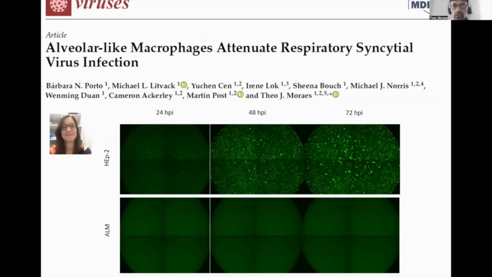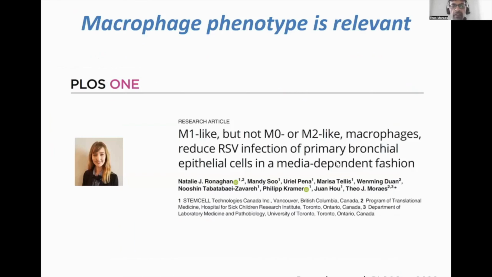We can use this then and show that different things attenuate the infection. So this is work from Barbara in our lab who grew some macrophages. So these are immune cells that line the airway. And when she had the macrophages present, she could attenuate some infection, so less green. One of the things that the reason I'm showing you this is because we can also do co-culture.